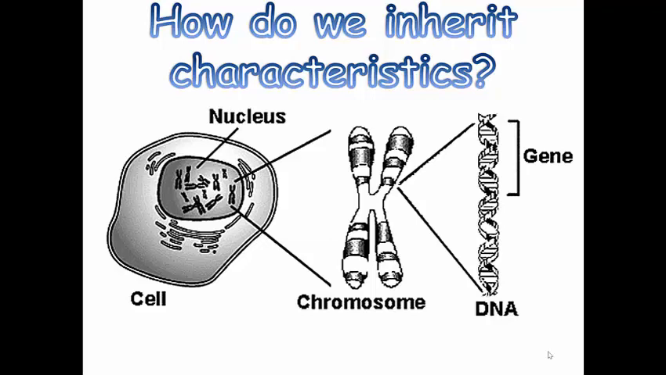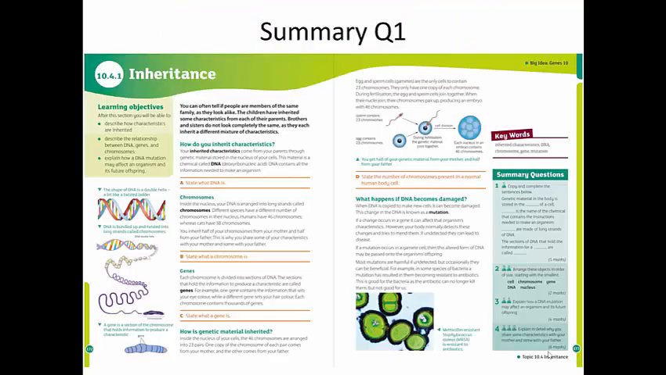Okay, so you've got a cell, a nucleus inside that, chromosomes inside that, they're made of DNA, and they're broken up into different genes. What I'd like you to do now is have a look at the textbook page I've put up on screen and have a go at summary question number 1 on that. So pause the video, have a go at summary question number 1, and then we will go through the answers in a minute.